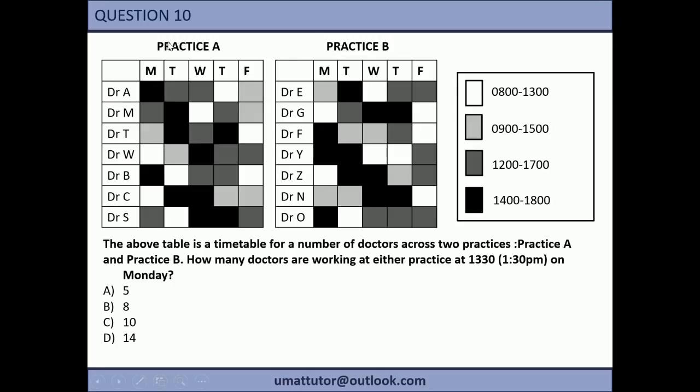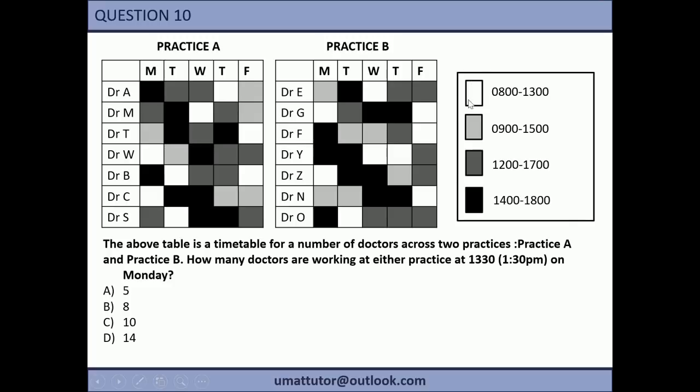So again, 2 practices, A and B, and each row represents a different doctor across the various days of the week. And the color coding is given here in the key. So each color represents a different time period that each doctor is working on each day at the different practices. So we're looking for how many doctors are working at 1:30. So I think the first step is just to work out which colors include that time of 1:30.